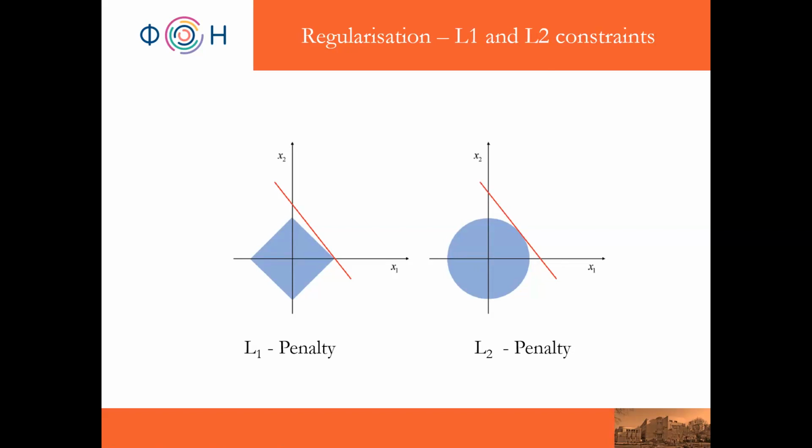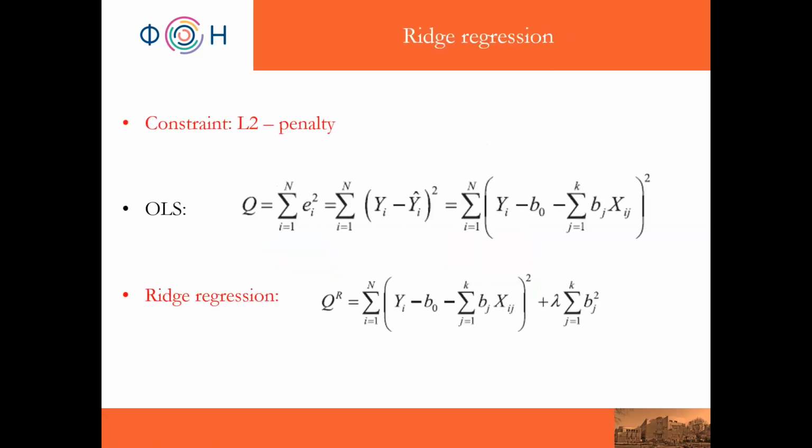and based on the type of penalty which we are introducing, we have two types of regressions. So the first type of regression and the penalty which we will be using is the ridge regression. Ridge regression uses an L2 penalty.